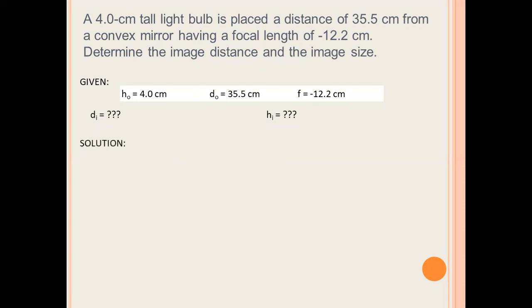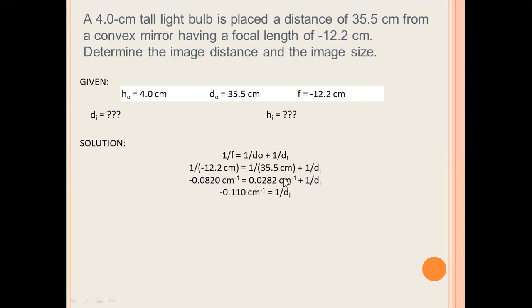Now let's proceed with the solution as we're going to use the mirror equation, 1 per F is equal to 1 per DO plus 1 per DI. Plugging in the values gives us 1 per negative 12.2 centimeters is equal to 1 over 35.5 centimeters plus 1 over DI. If we further simplify the fractions, this gives us negative 0.0820 per centimeter is equal to 0.0282 per centimeter plus 1 per DI.